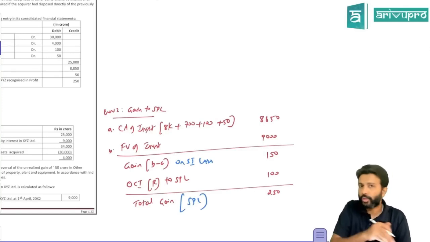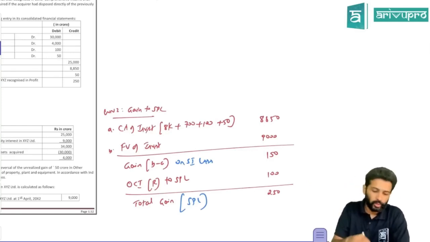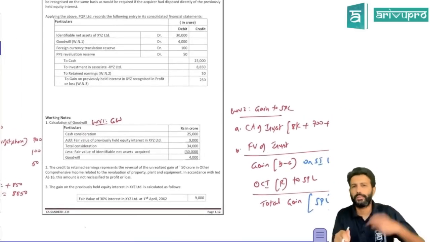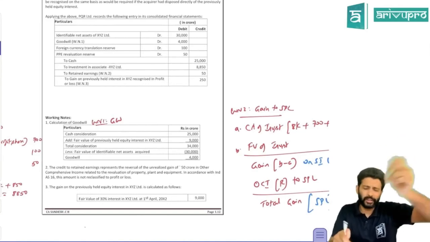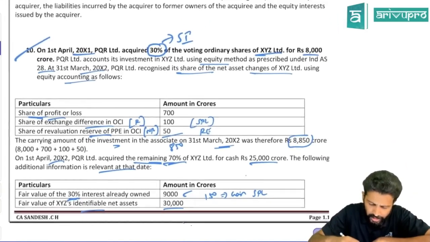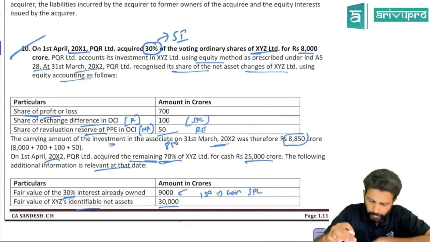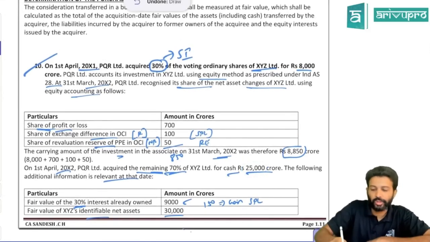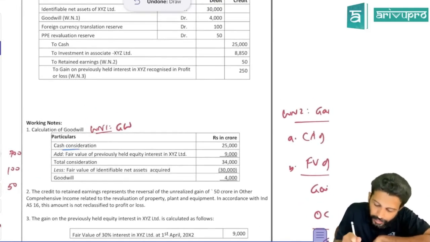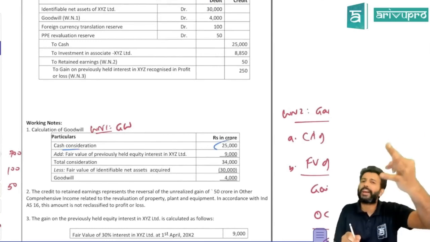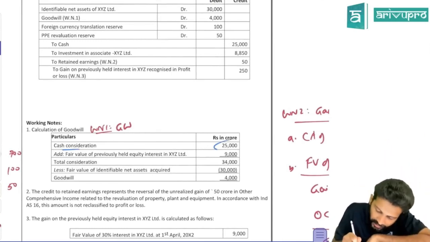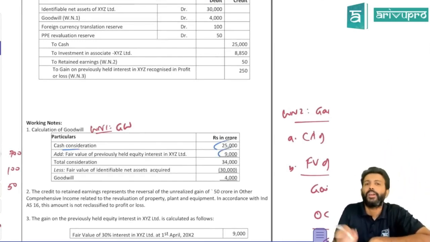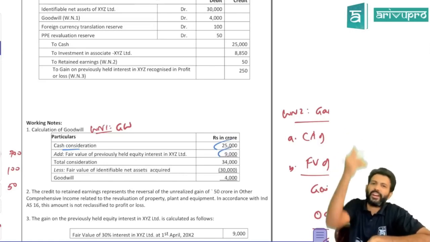Now let's find out the goodwill, because you got control, which means you need to find out the goodwill. How do you get goodwill? I think we paid in cash only. Somewhere they told us we acquired the remaining 70% for cash. So first is the consideration paid, 25,000. Then add the fair value of the existing investment, which is 9,000. Earlier we had 30%, now we bought 70%.